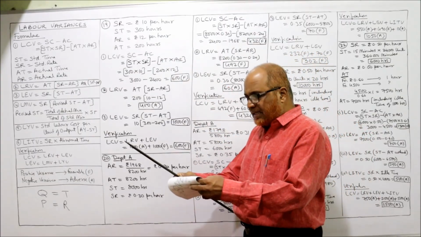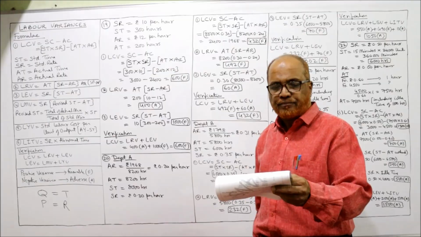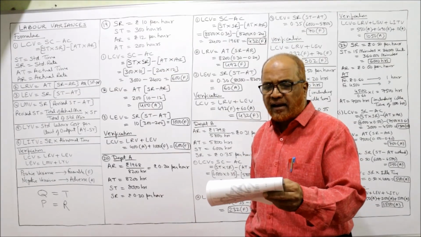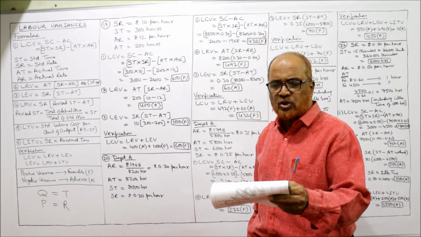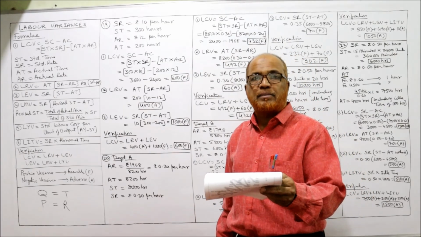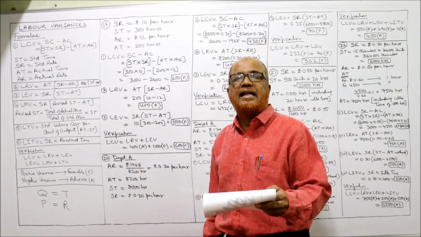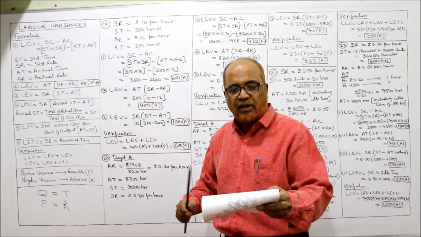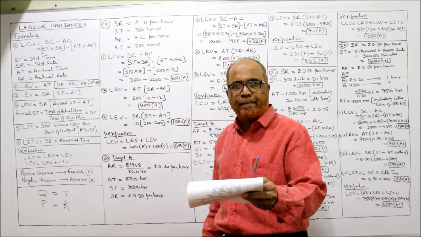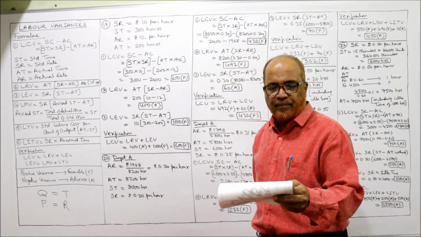Now, see the 20th problem. Problem number 20. From the data given below, calculate each of the 3 wage variances for the 2 departments. There are 2 departments, Department A and Department B. So we have to calculate all the 3, LCV, LRV, LEV, for Department A and Department B. First of all, I am taking Department A.